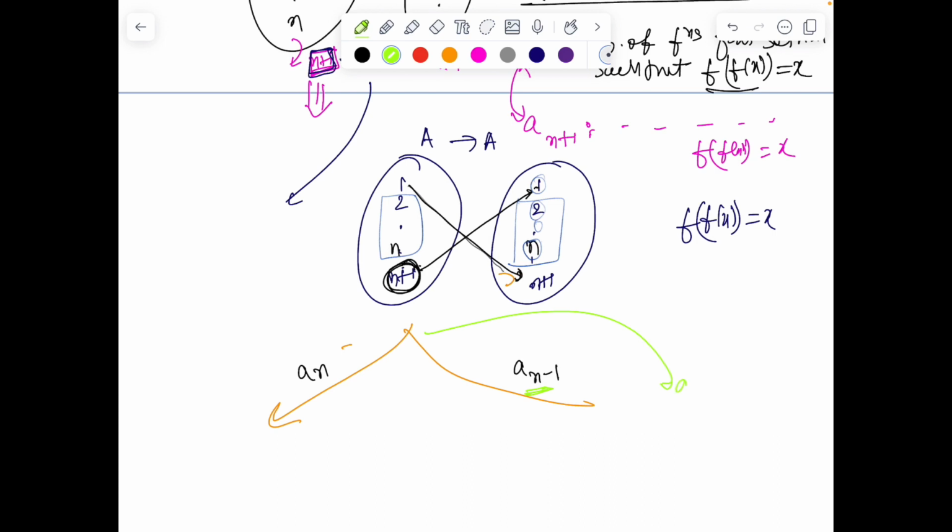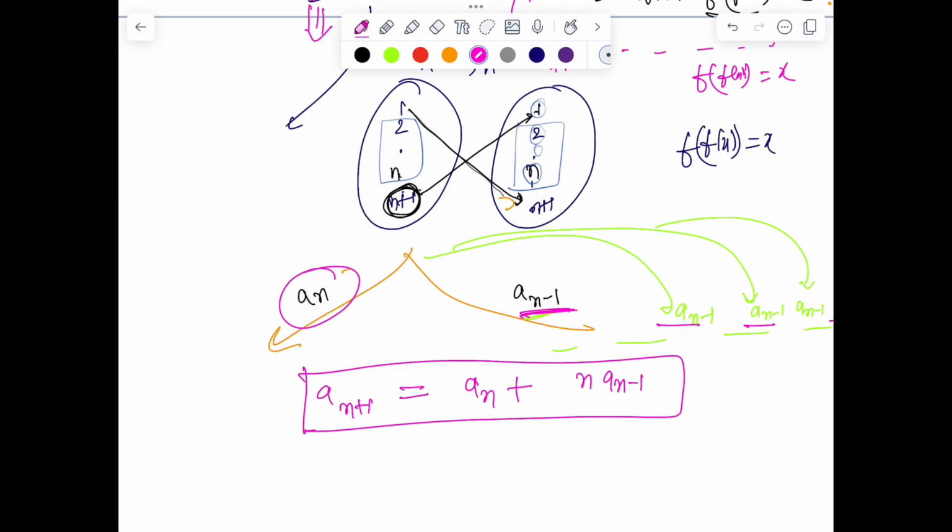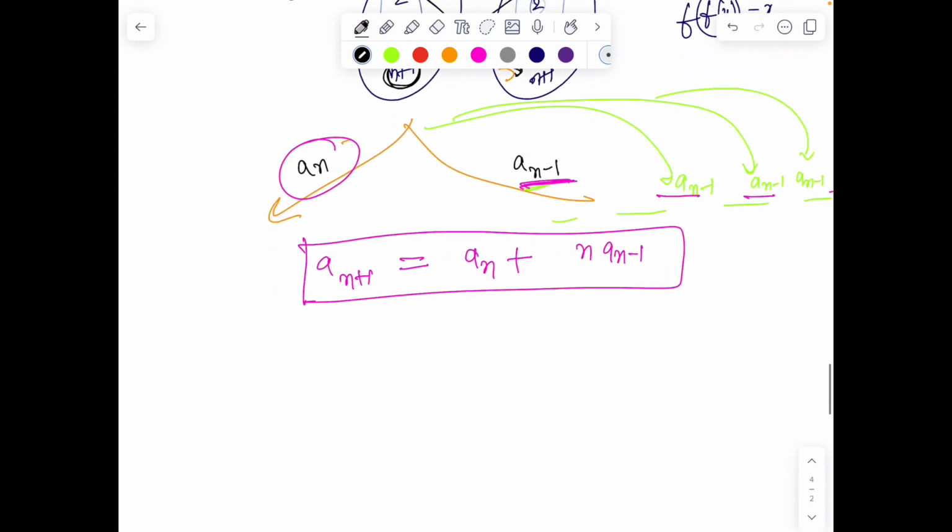So in total possibilities in the second case, if it goes to 1 we'll have an n minus 1 case, if it goes to 2 we'll have an n minus 1 case, if it goes to 3 we'll have an n minus 1 case. Like this, if it goes to n we'll have an n minus 1 case. So how many n minus 1 cases will come? It will be n times a n minus 1. So I can tell the total number of functions with n plus 1 elements, a n plus 1, equals a n plus this case plus this case plus this case, n times. So this is our recurrence relation.